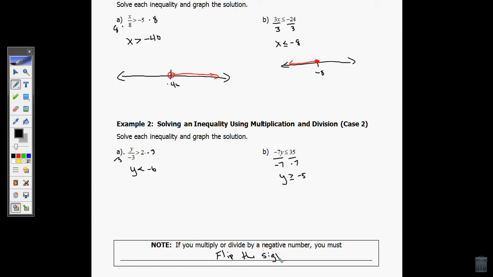Now, that does not count for things like A or B, where the negative number was already in place and you multiplied a positive number, or the negative number was in place and you divided a positive number. It's only when the number that is dividing is negative, or the number that is multiplying is negative. Okay? That's it. That's all that's new.